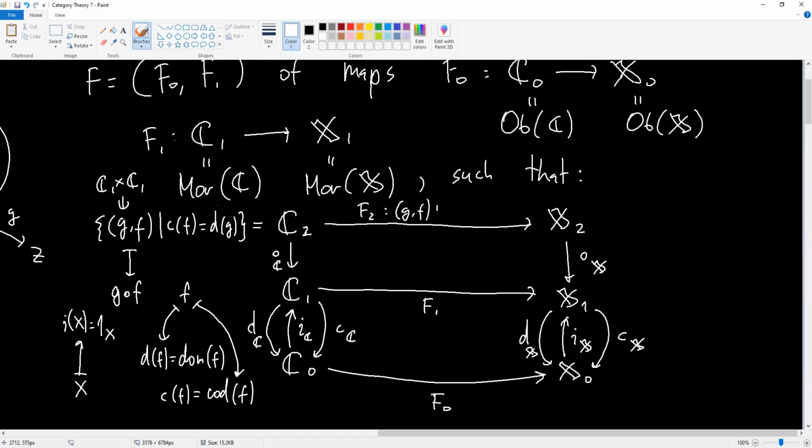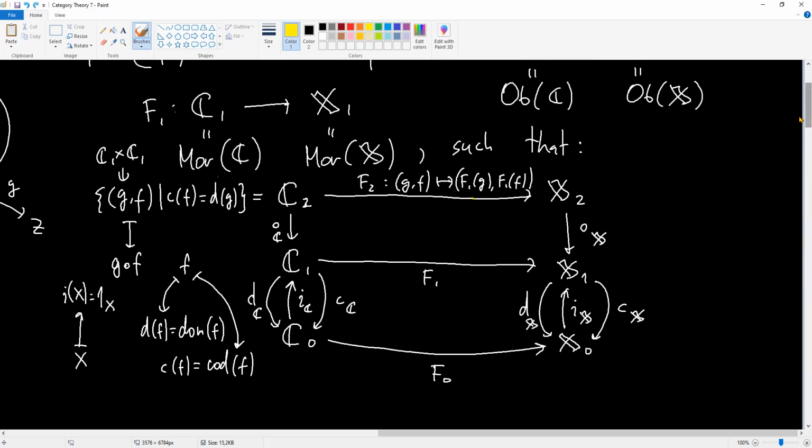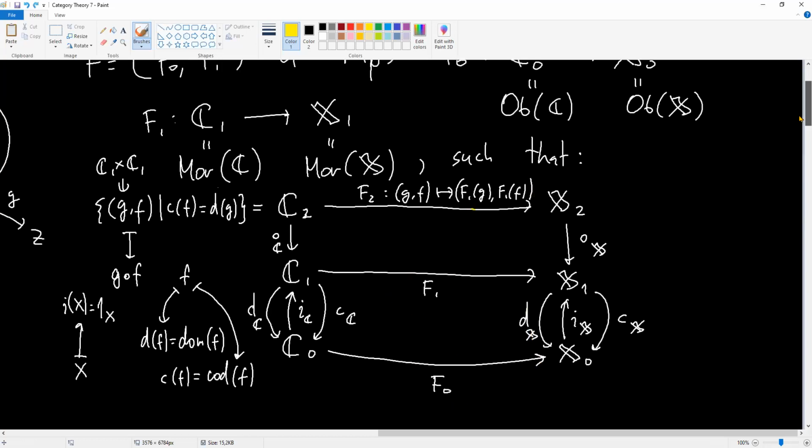I simply map the pair G, F to the pair F1 of G, F1 of F. But in order for me to be sure that this pair will be compatible just as this one was, I need to know that F is compatible with domain map and codomain map, and this is what I'm requiring by this diagram here. So all the arrows we see on the left side, the corresponding arrows on the right side will be compatible to them by the F maps, and that's the definition of a functor.